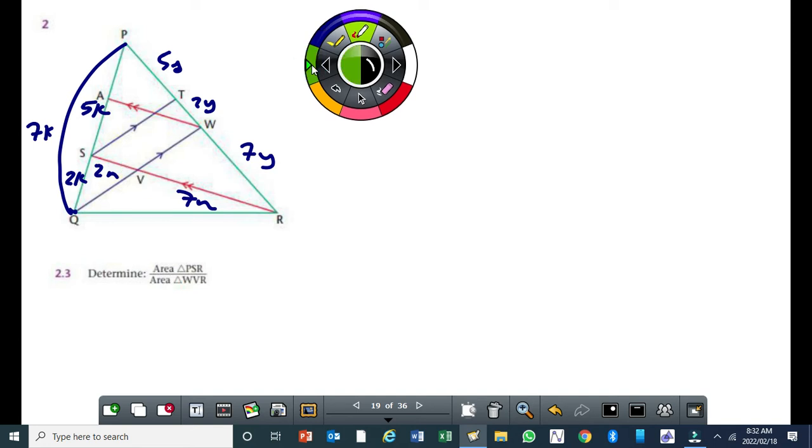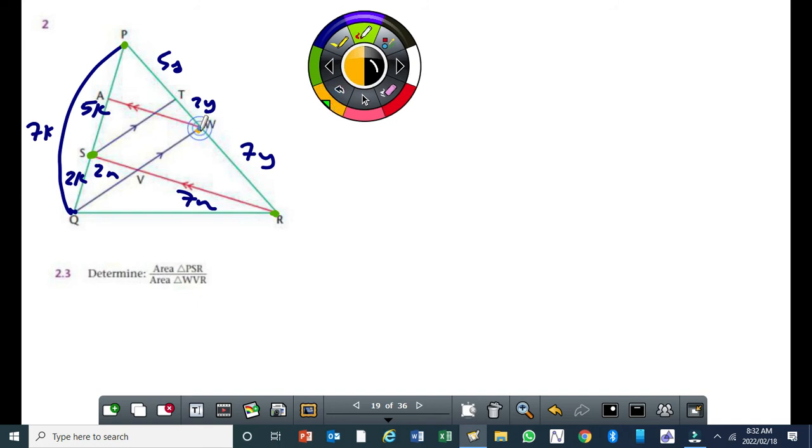So, if I go to my diagram, PSR is P, that's S, this is R. Okay? Do you see that? Right? Then WVR, let me use a different color. Maybe this one will be better. Right? WVR, so we put W, V, and R. Okay, now, what do you notice about those two triangles? They share a common vertex, right? Which means they also share a common what? Angle.